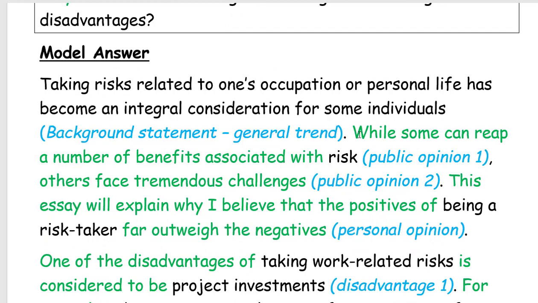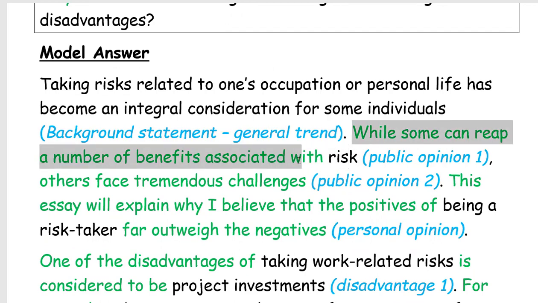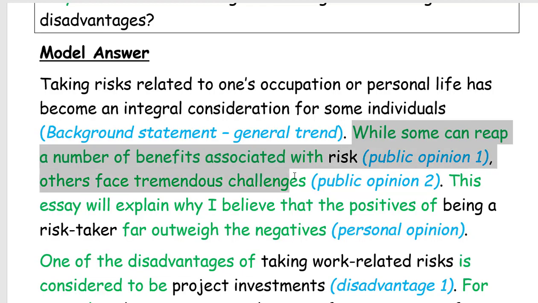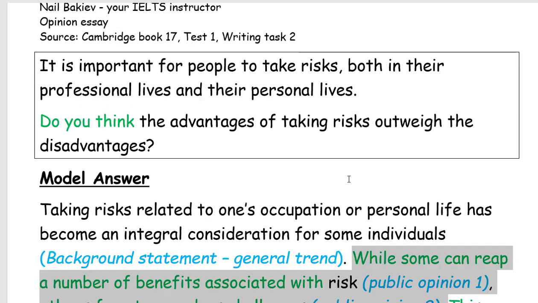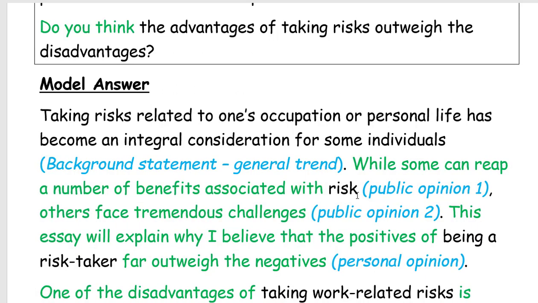Next, while some can reap a number of benefits associated with risk, others face tremendous challenges. So here I would like to show two public opinions. So this is the first public opinion, this is the second one. And you can do it by using this phrase, while some can, okay? So in this case, reap a number of benefits.